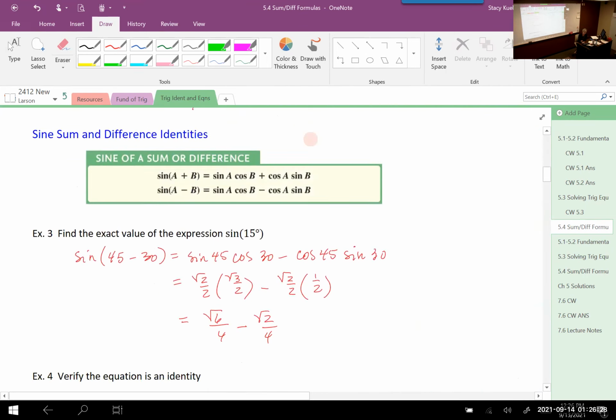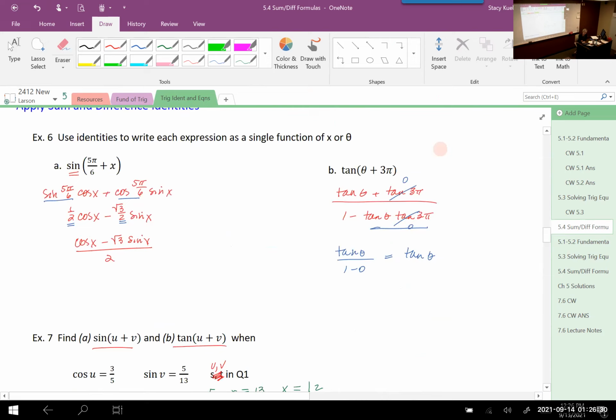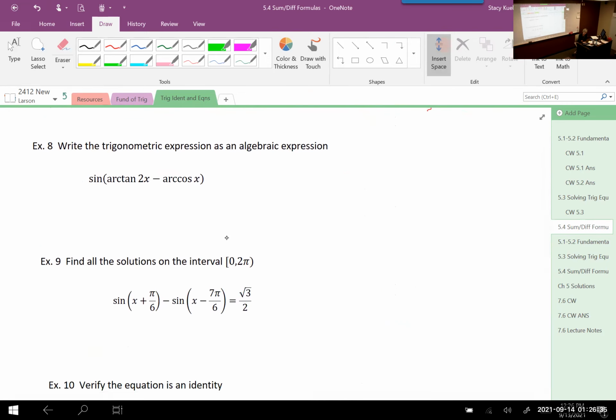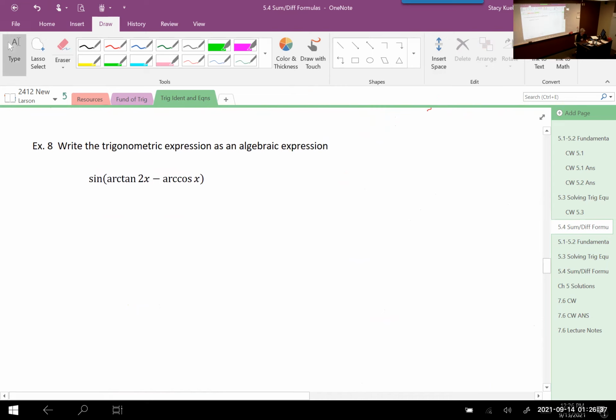Let's look at this one. Now that we know what we were doing with actual numbers, let's see if we can do it with some algebra. So this says the sine of arctan 2x minus arc cosine x. And I want to write this as an algebraic expression. Anytime you see that, that means this is just going to turn out to be a bunch of letters, right? Algebraic expression.